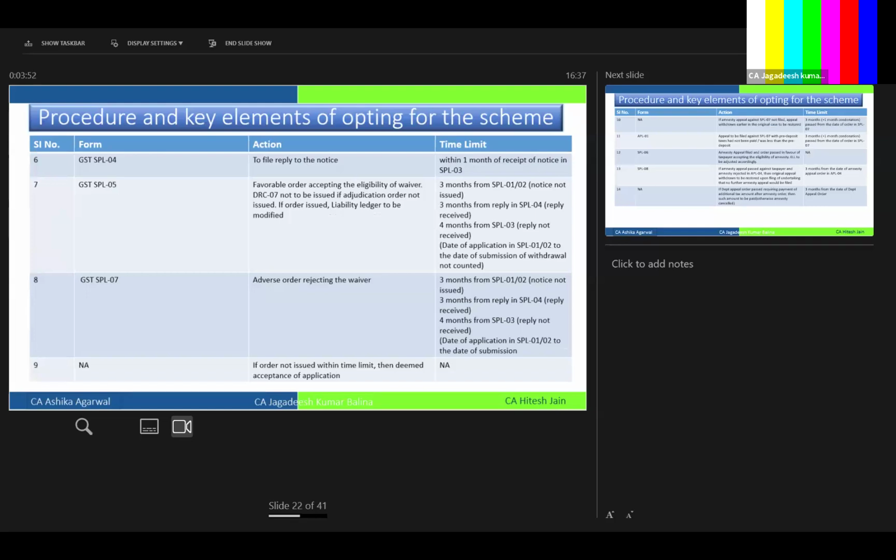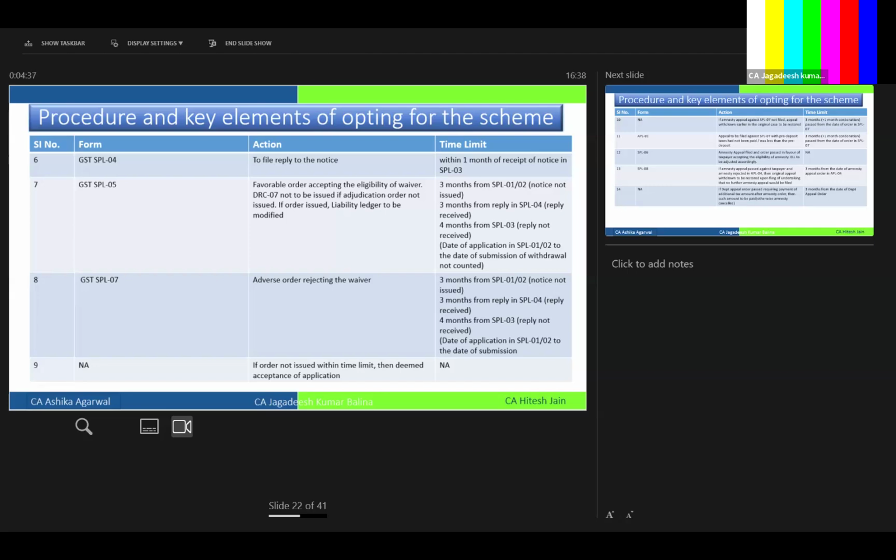So you have filed your application and, let's say, the department has issued a show cause notice. Then what do we need to do? To give a reply to that notice, you have to submit your reply in SPL 04 within 1 month of receiving the show cause notice. After receiving the reply from you, the proper officer will give you an order in SPL 05. If it's a favorable order, he will issue it in SPL 05, or else if it's an adverse order to the applicant, then he will issue an order in SPL 06. We'll see the time limits within which the proper officer needs to give an order.